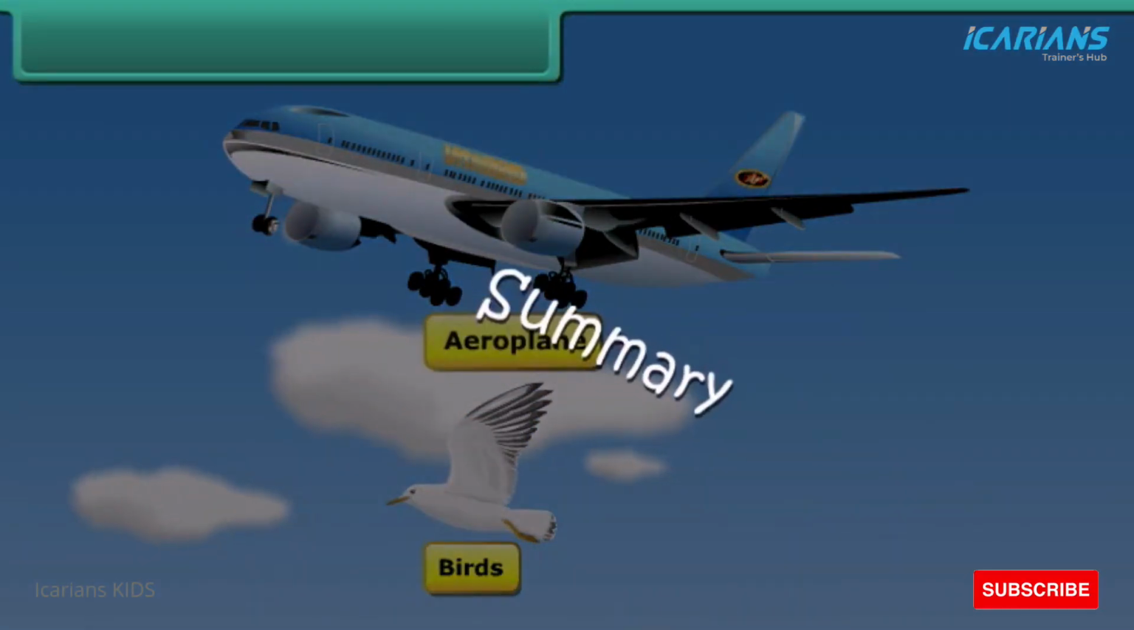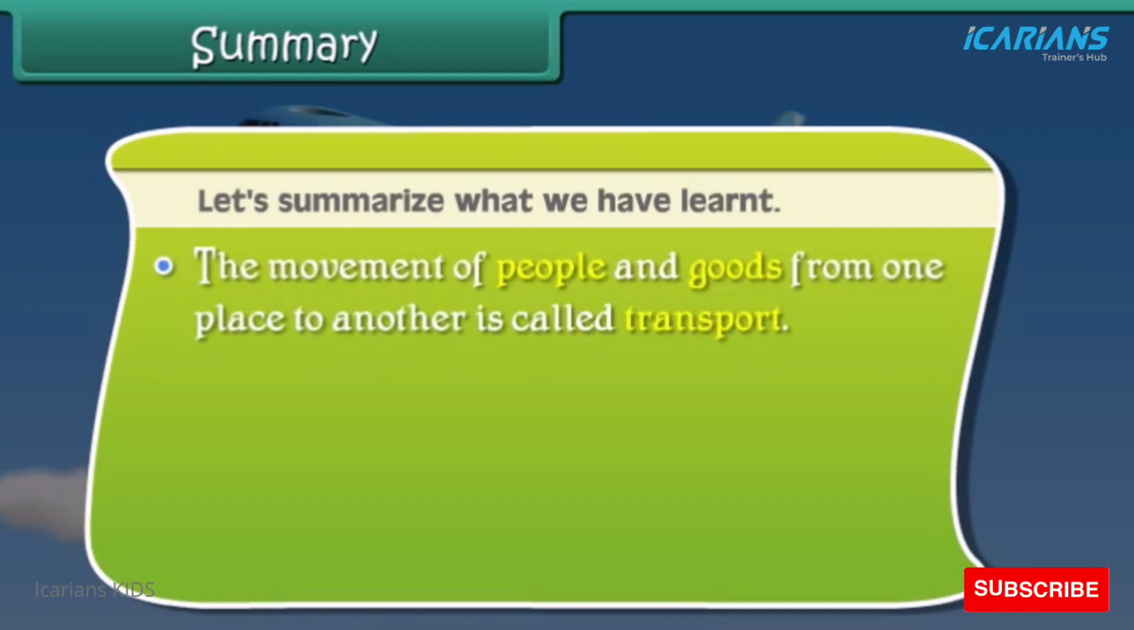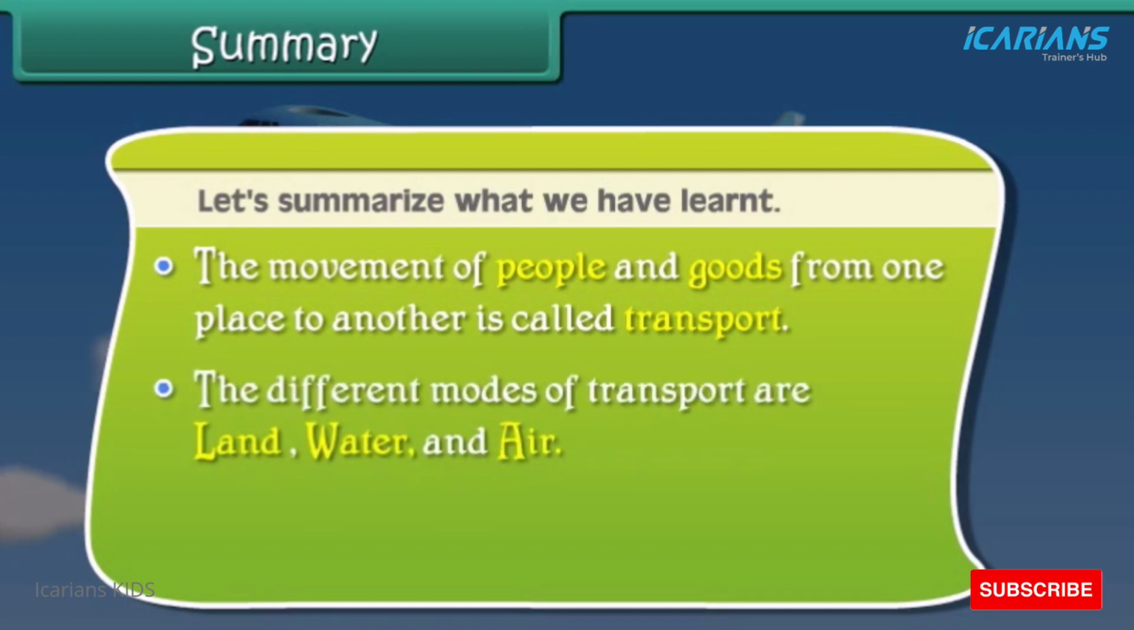Summary. Now friends, let's summarize what we have learned. The movement of people and goods from one place to another is called transport. The different modes of transport are land, water, and air.